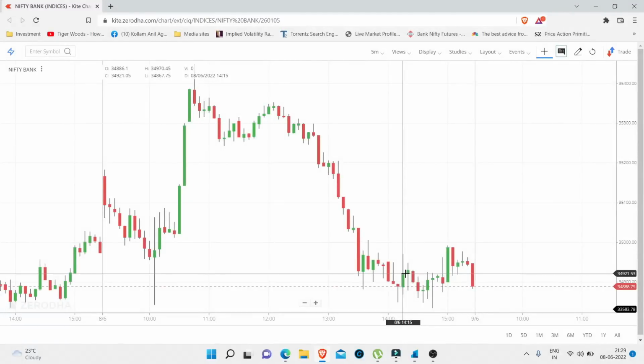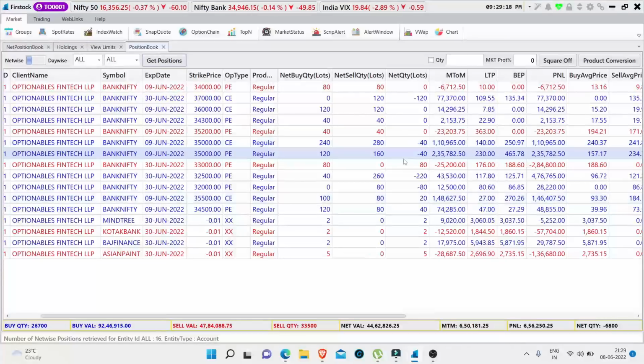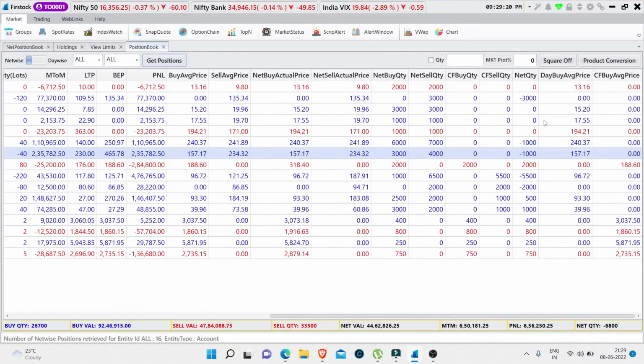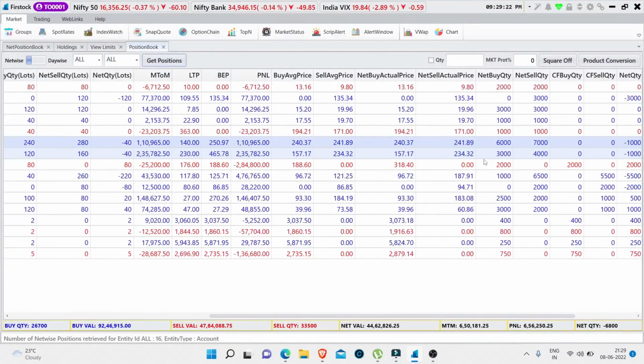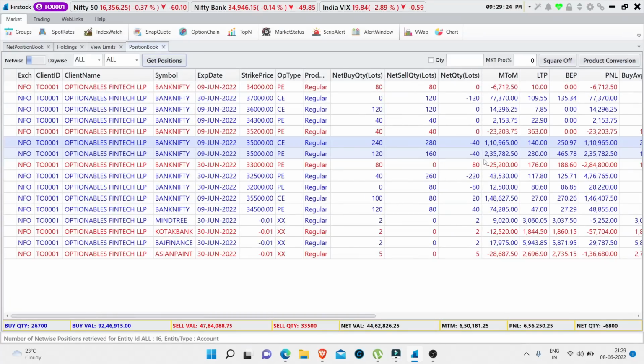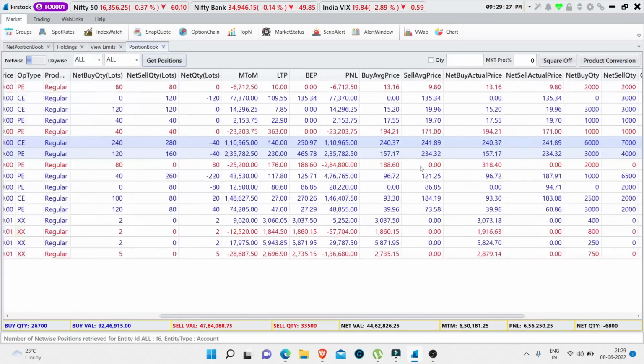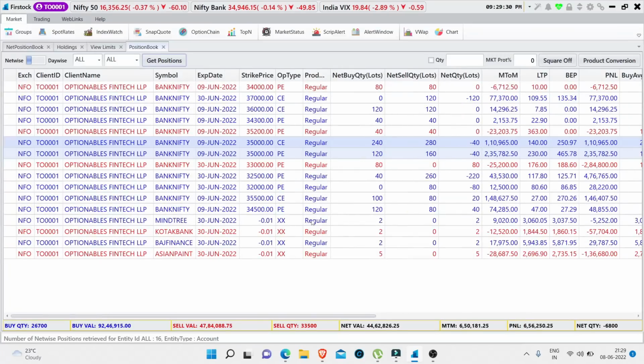Finally, I held on to the same 35,000 short straddle. At the end of the day I have 1,000 quantity short: 1,000 quantity of 35,000 call short and 1,000 quantity of 35,000 put short. The only difference is that now I have also hedged it with 34,500 and 35,500. So end of the day, nothing happened except that I ended up hedging the same position and I still continue to hold it. So this is for today's trade.